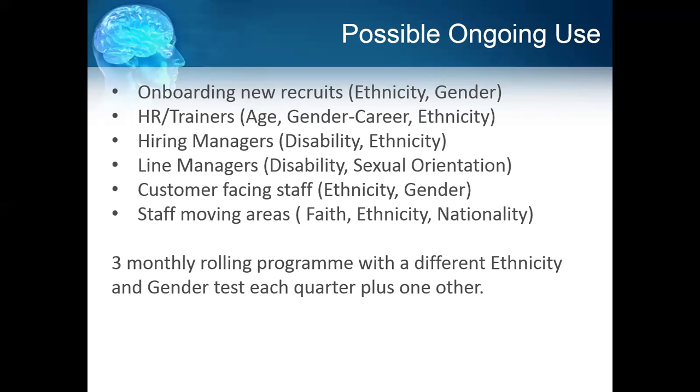And finally, you might want to adopt something like a 3-month rolling program. So every 3 months on your intranet, you post a link to 3 new tests, perhaps one ethnicity based, one gender based, and another one, so the staff get some feedback on their biases. Even though they might have previously been bias tested, we're keeping the interest for bias testing going.